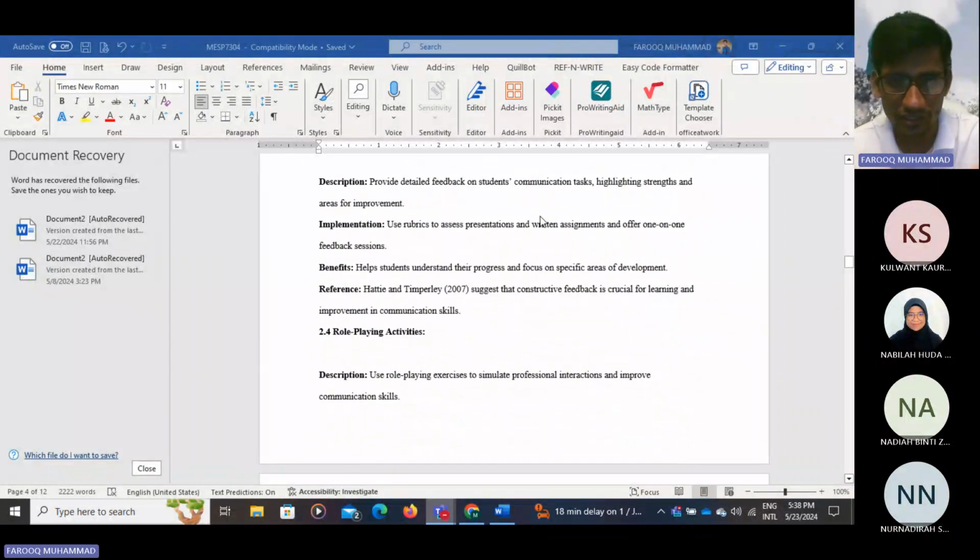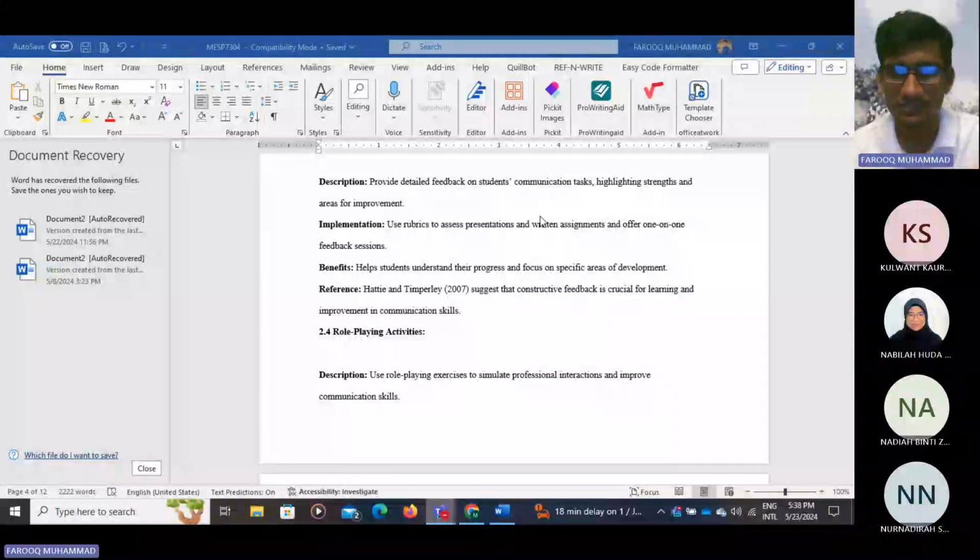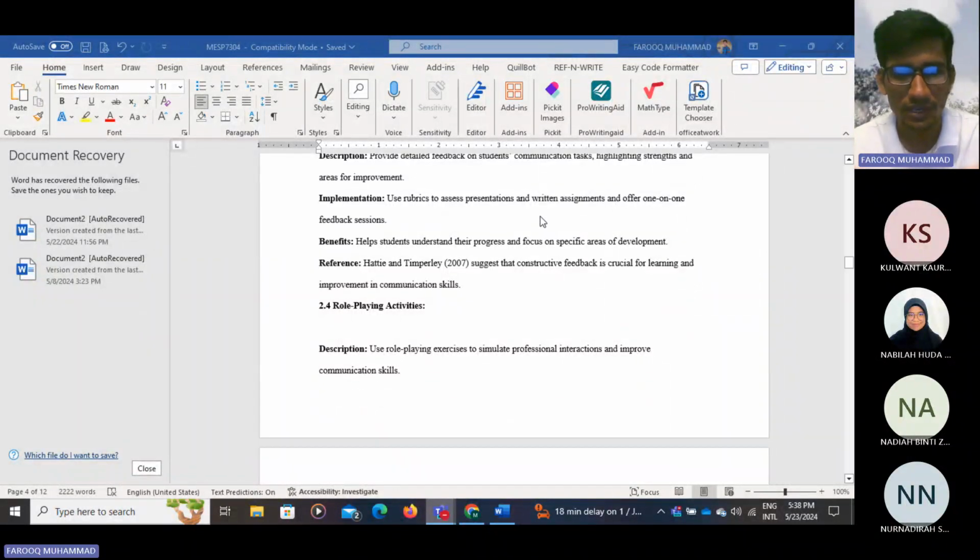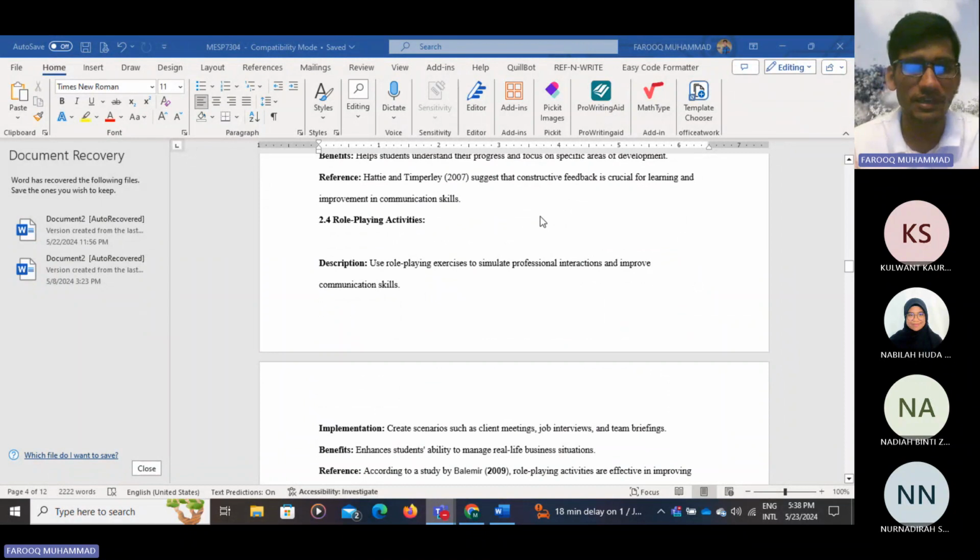So here I use the reference Hattie and Temperley 2007 that suggests that constructive feedback is crucial for learning and improvement in communication skills. So the fourth solution for this particular issue of communication skills is role-playing activities.